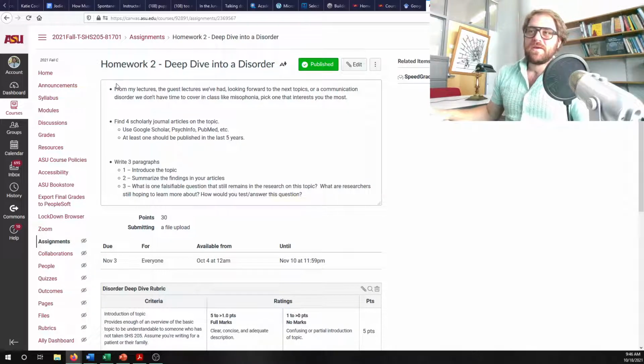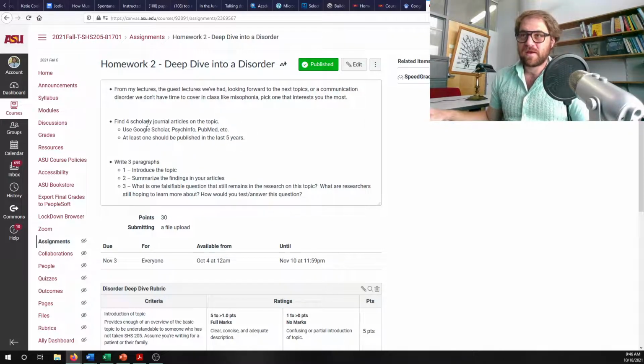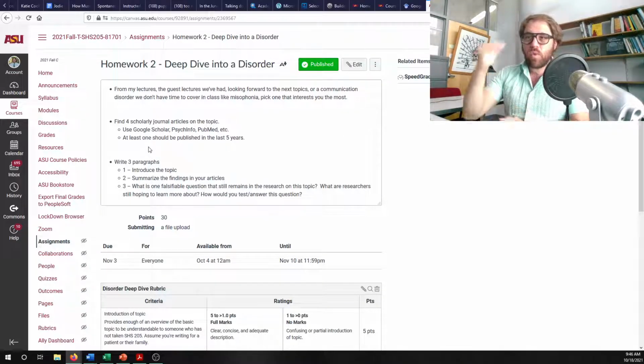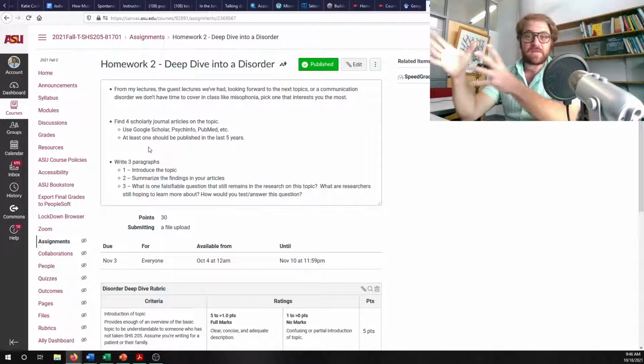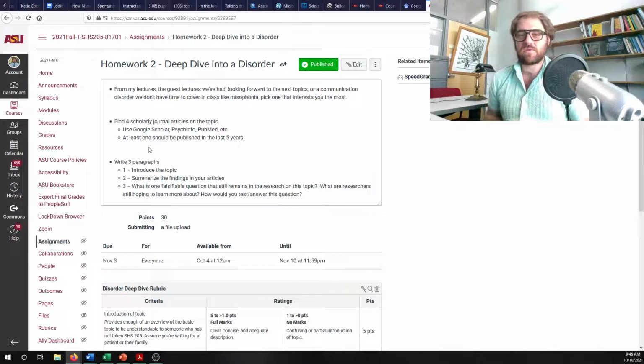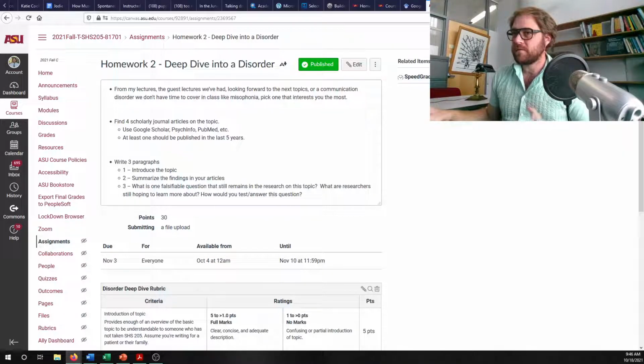Okay, so you're going to want to find 4 scholarly journal articles. You need 4 references here. And when I say scholarly journal articles, I mean actual journal articles. One of these can be my slides. So one of your 4 references can be my slides. That's fine. Those aren't scholarly journal articles, but you can use it. Now beyond that, I want you to make sure that you have, like I say, scholarly journal articles.